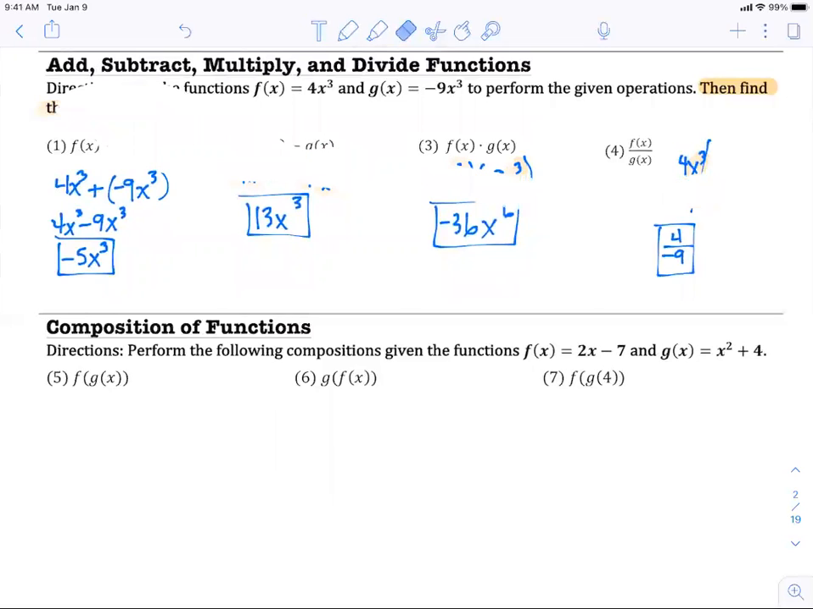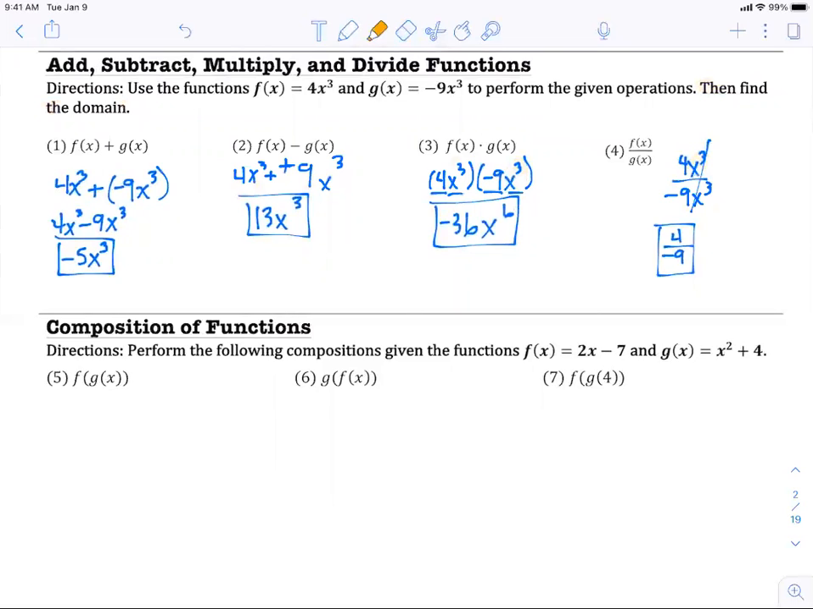In example number 1 here, where it says -5x cubed, what value am I not allowed to plug into that x? Well, none of them. You can take any number, cube it, and multiply it by -5. For domain, it's almost easier to talk about what you're not allowed to plug in. And in all of these, there isn't something you're not allowed to plug in.